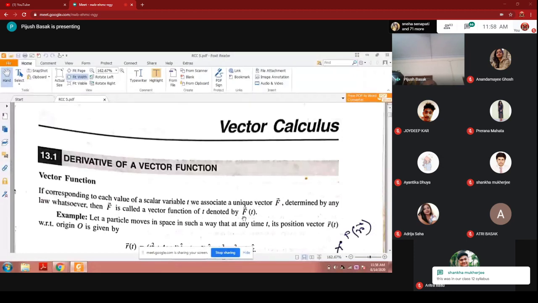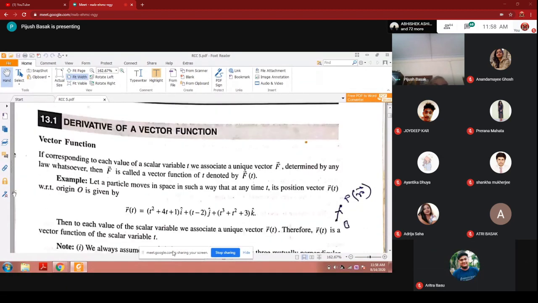Every time if I want to mean a vector quantity, I'll have to make an arrow. So this example I will clear. Let a particle move in space in such a way that at any time its position vector r with respect to the origin is given by r(t) equal to t square i plus 4t j plus 1 k, you know, all are unit vectors.